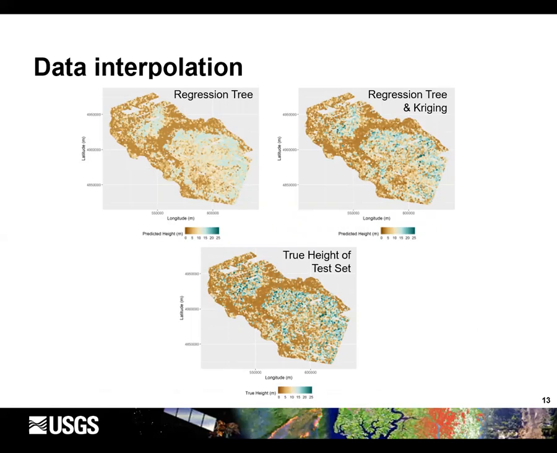A regression tree was calibrated on the training data. Predictions were made at the test locations using the calibrated regression tree alone and also using the calibrated regression tree in addition to the interpolated errors using kriging. Here we see plots of the predicted canopy height at the test locations using the regression tree and kriging, as well as the true canopy height of the test set.